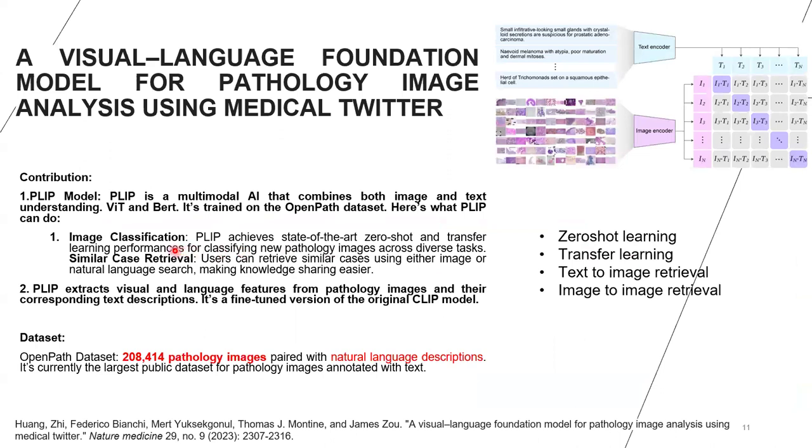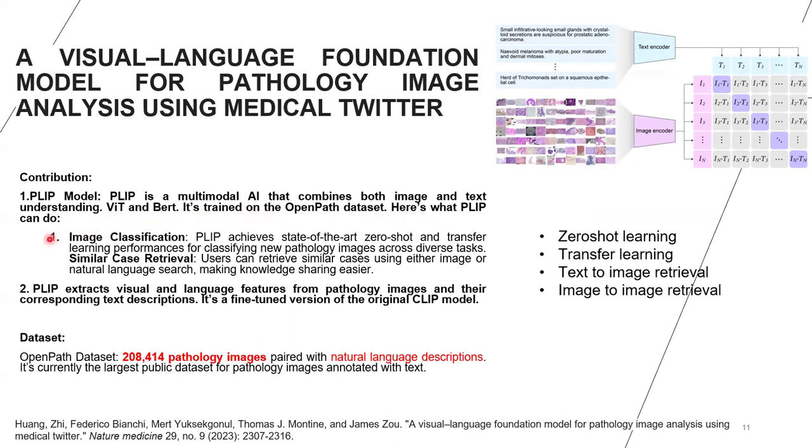If we understand the entire paper, the major contribution of their work is that they performed image classification. PLIP is a multimodal AI model that combines both images and text for understanding. They used a vision transformer and BERT, and it is trained on the OpenPath dataset.